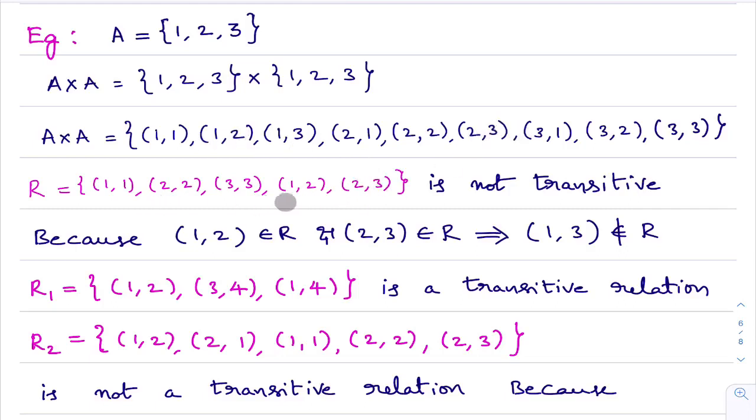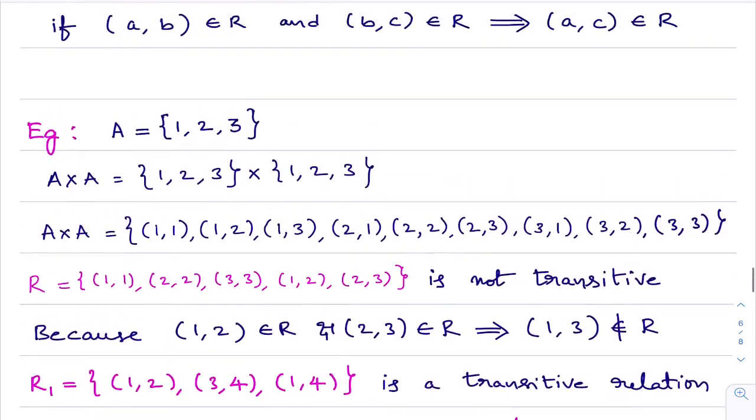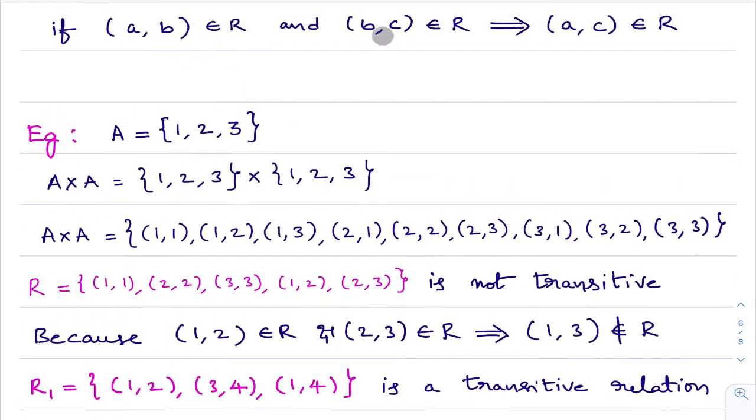This set is a subset of A cross A. So this is a relation on A. First point, it is a relation on A. Now you need to check whether this relation is transitive or not. How to check? Listen carefully. What is the definition of a transitive relation? A comma B, B comma C.